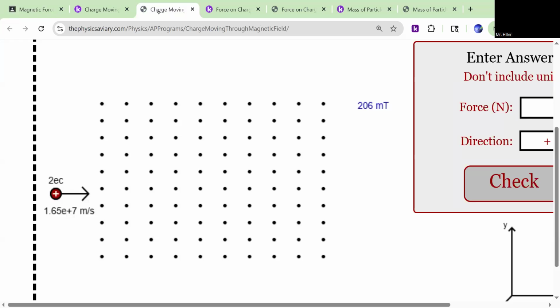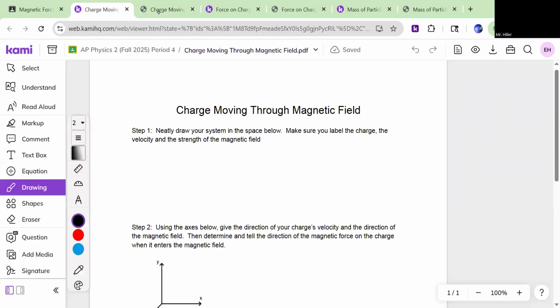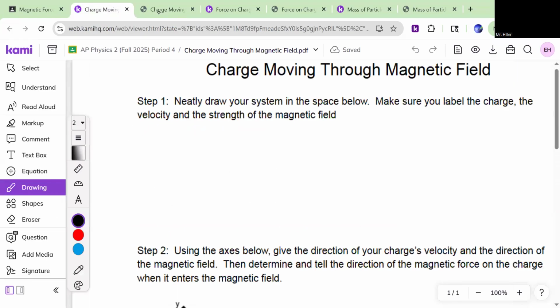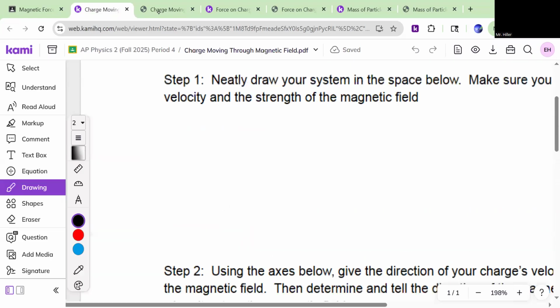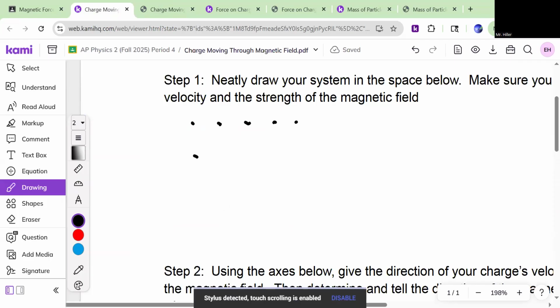So here's what I notice. I notice a field strength of 206 millitesla. So I'm going to draw the system here. I'm going to draw those dots. I'm just going to draw a few, I'm not going to draw all of them.